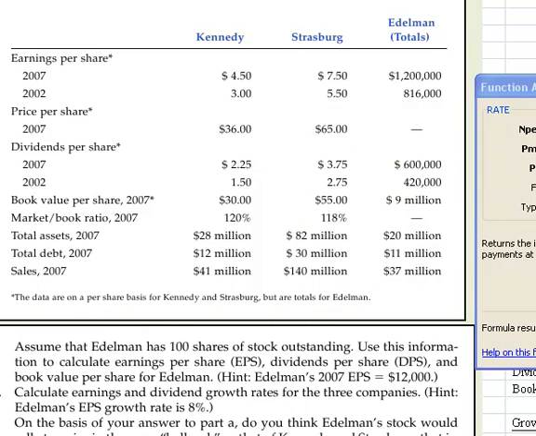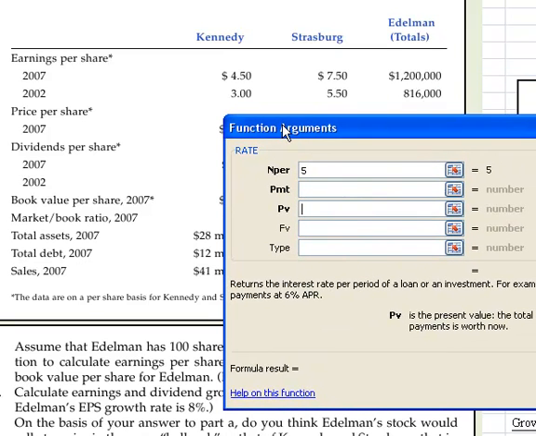Okay, now I've slid over so that you can see what those values were. So the earnings per share, we'll put this right down here now, for Kennedy in 2002 was $3. I'll enter the 3, and then the future value in 2007 was $4.50. We enter it as a negative because it's assuming one is an input and one is a cash inflow and one is a cash outflow.